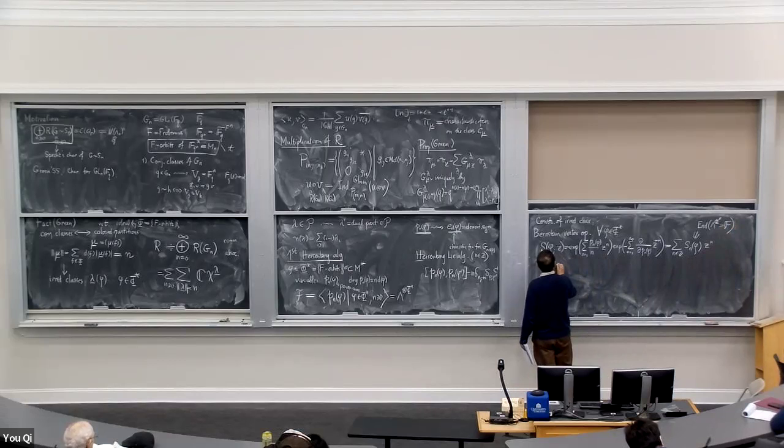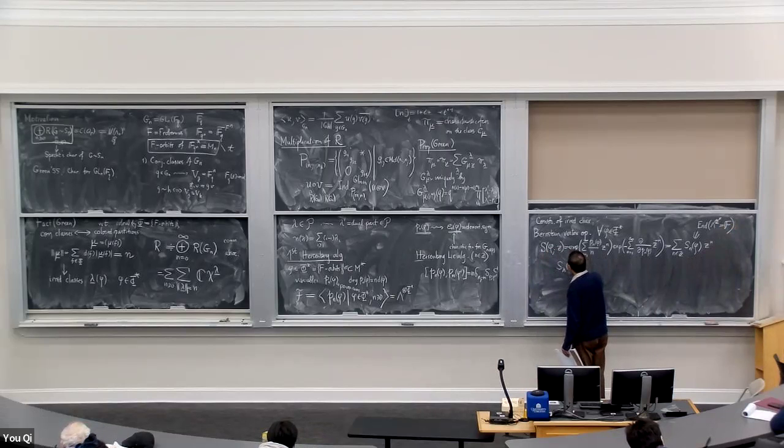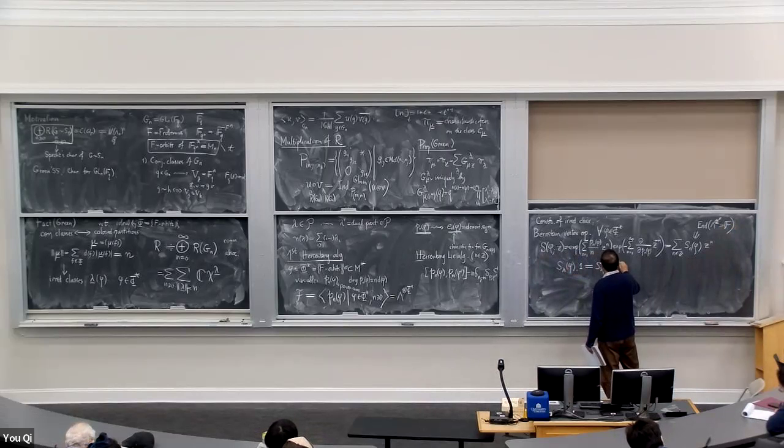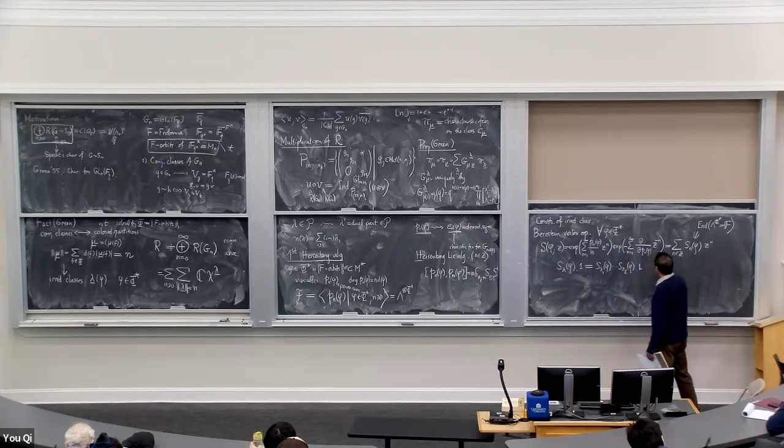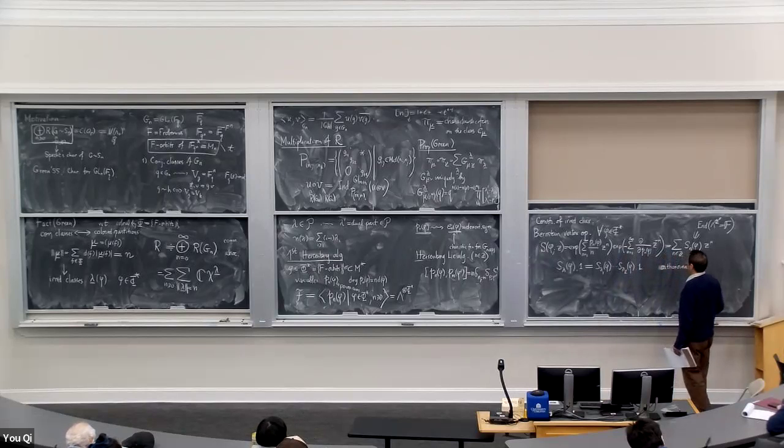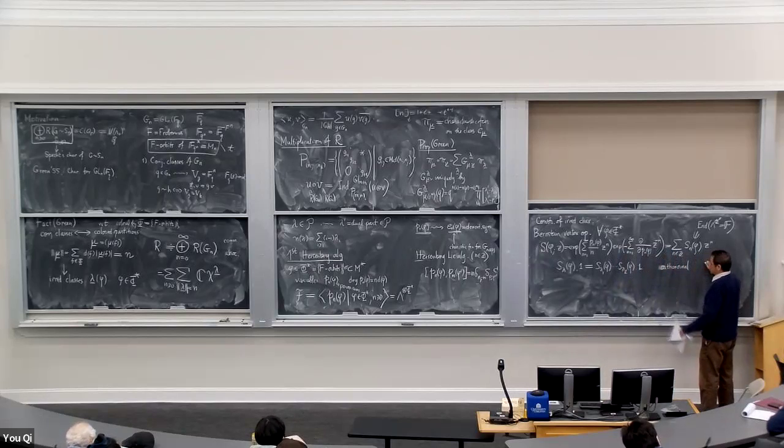So for each partition lambda, we can define this element. If it is S lambda 1, S lambda L, this turns out to be orthonormal. And then they are the so-called corresponding to the Schur function.